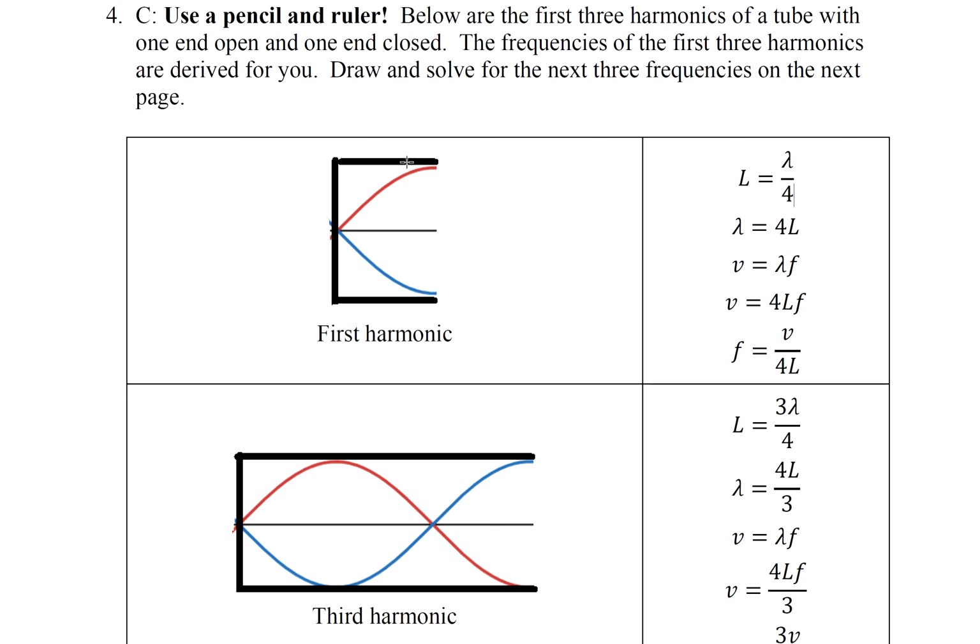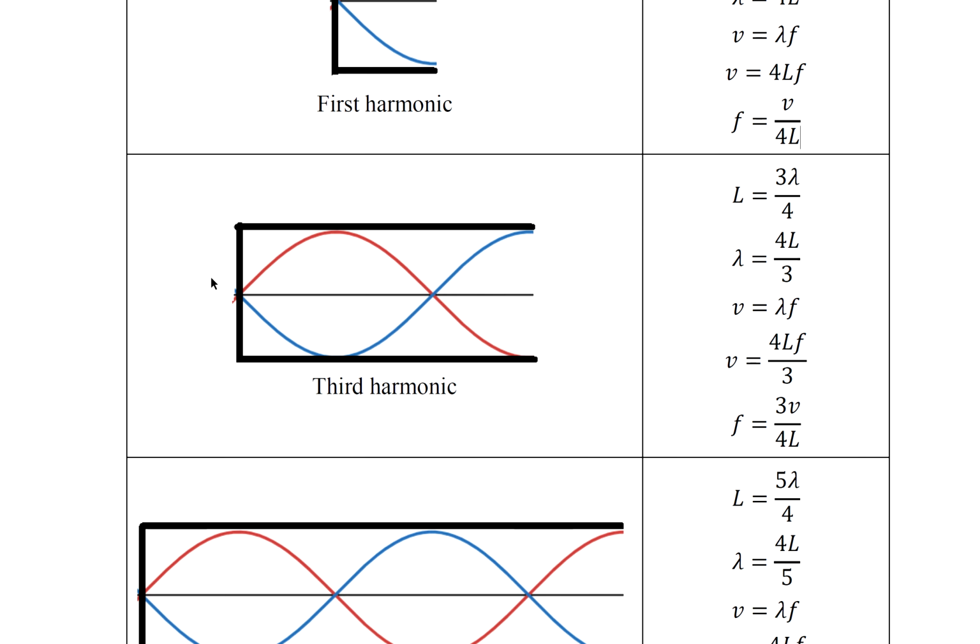The length of this tube is equal to lambda over 4. So solve for lambda equals 4L. V equals lambda F. Substitute for lambda. Finally, solve for F. Okay. So this is what we call the first harmonic, the fundamental frequency, V over 4L. Now, if we have an open-closed tube, there are no even harmonics. It's just first, third, fifth, 7, 9, 11.